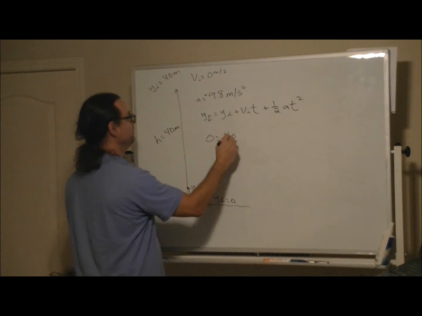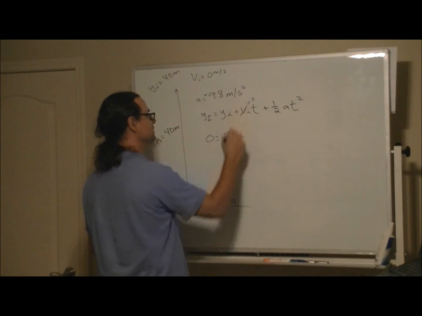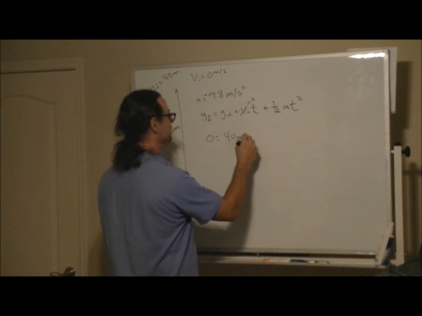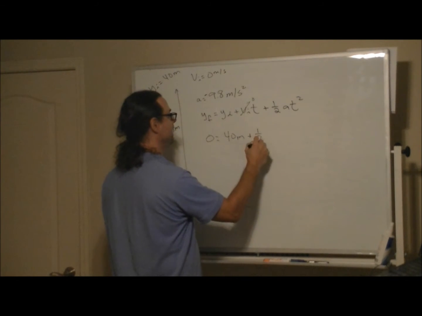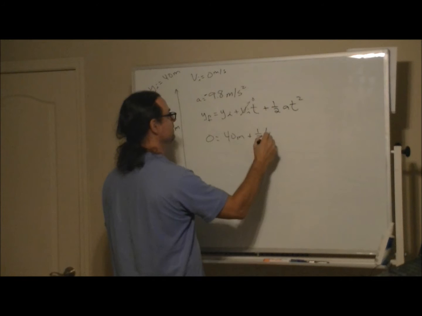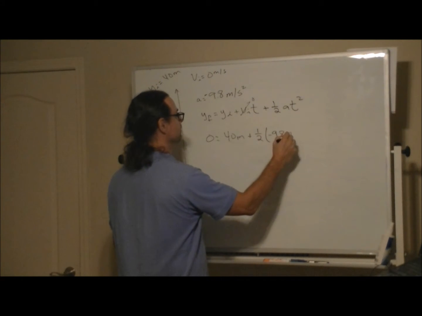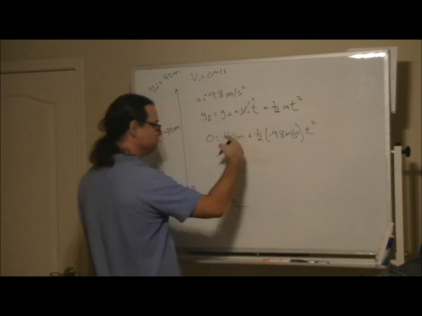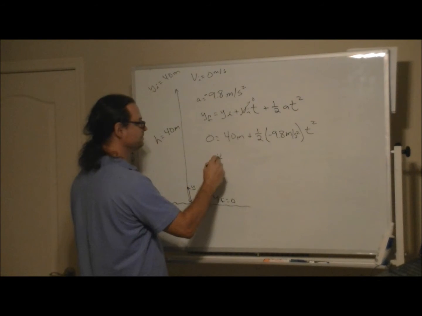Y initial is 40 meters. V initial is 0 because the Pelican isn't moving vertically. And then plus 1/2 a, which is negative 9.8 meters per second squared, times t squared. So a little bit of algebra here.